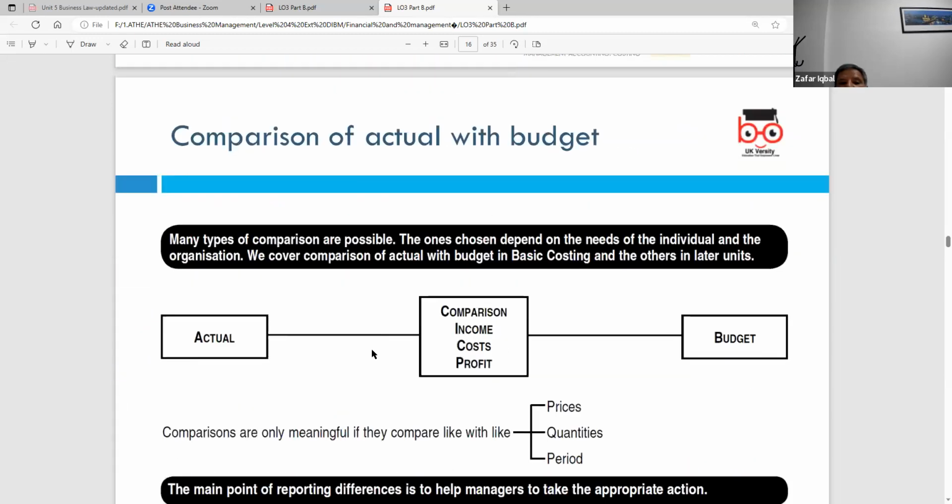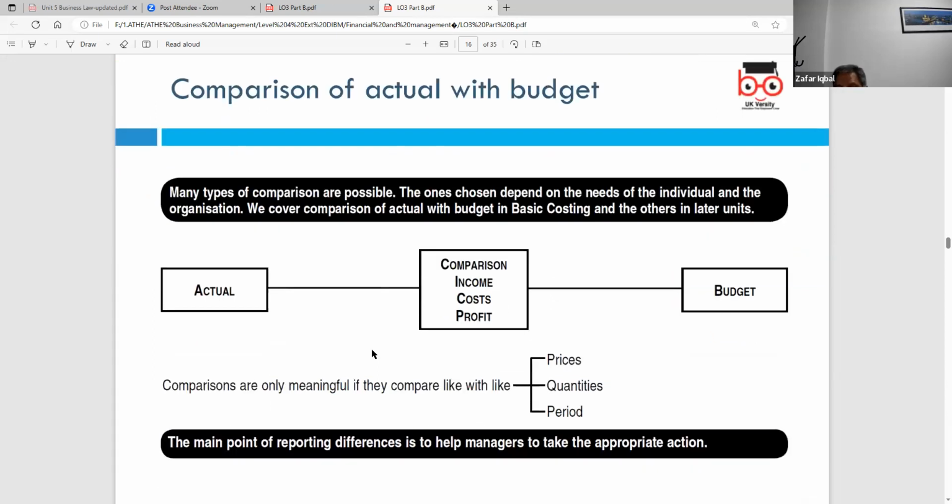Right. How do we compare the actual with the budget? As we told you, budgets can go up or down. They can be actual or flexible budgets, or fixed budgets, or any other type of budgets. They are there for comparing costs or revenue or whatever, right?